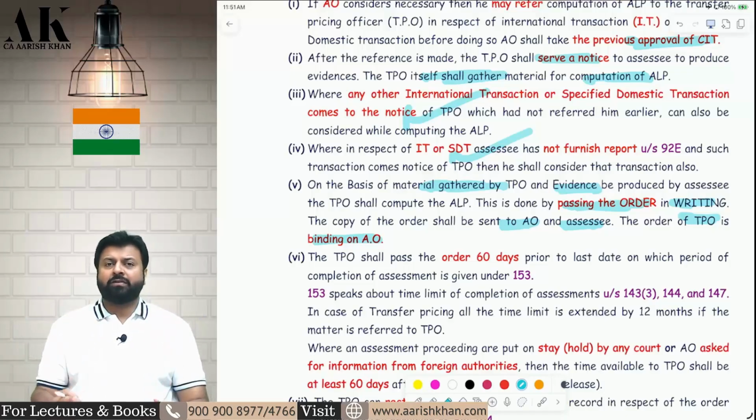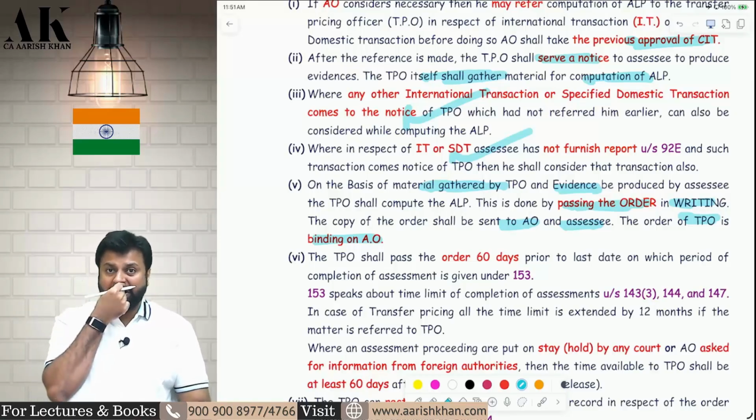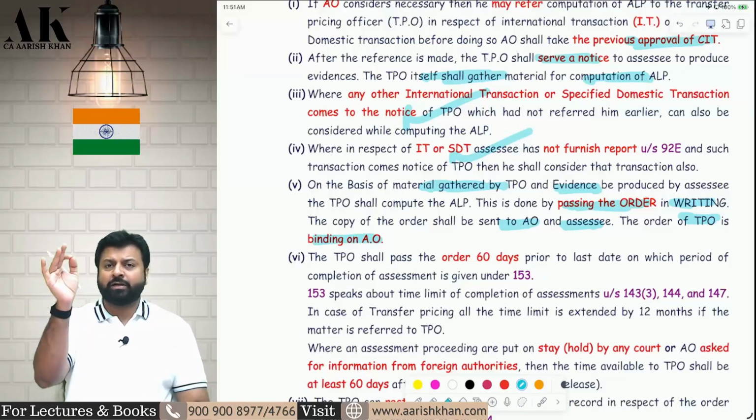So 12 months from the end of the relevant AY, from AY 26-27, will be 31st March 28. Now, because you have referred the matter to the TPO, you will get an extra 12 months. Because if the matter is referred to the TPO, the assessing officer gets an extra 12 months. Therefore, 31st March 28 will become 31st March 29. So 31st March 29 will become the last day to complete the assessment.